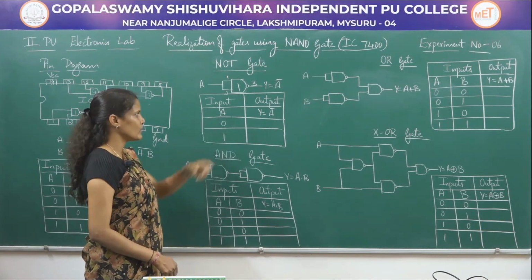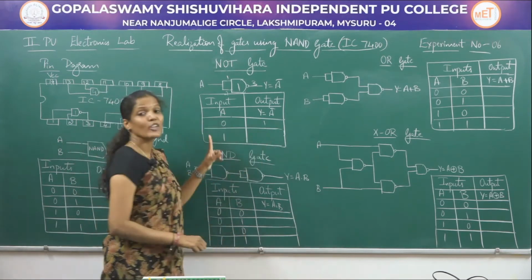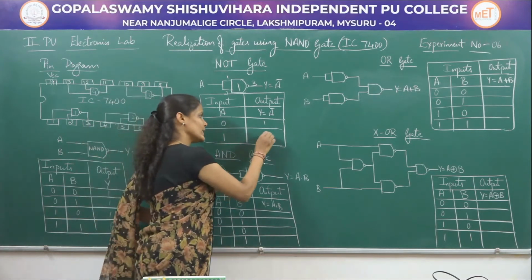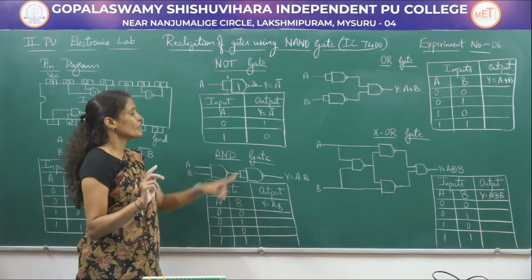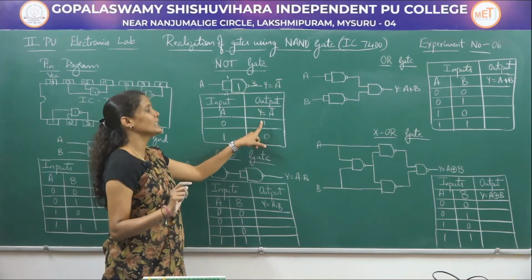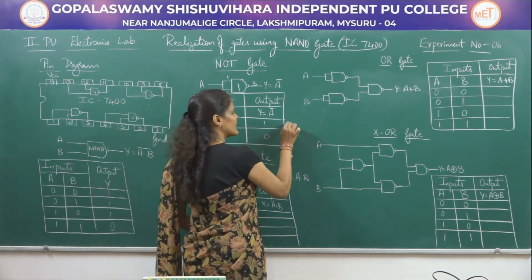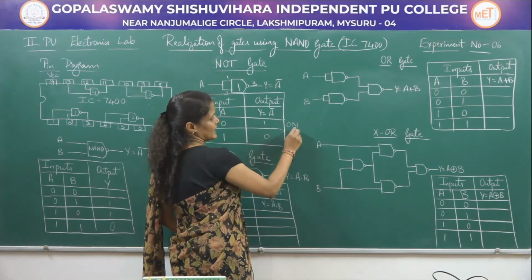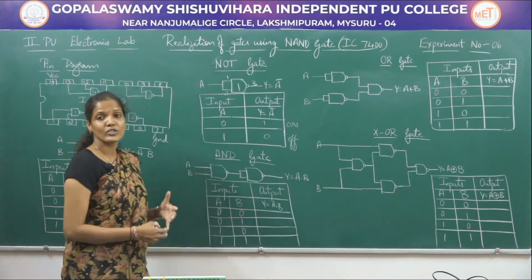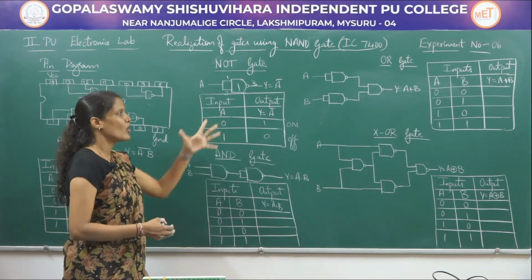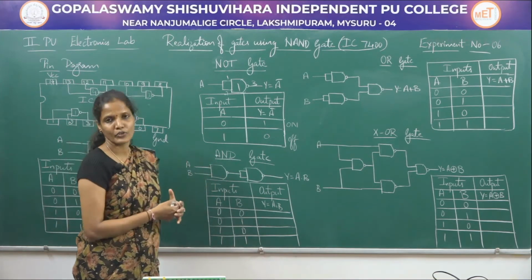If 0 is the input, the output will be equal to 1. If 1 is the input, the output will be equal to 0. So this is what we are going to check with the help of a trainer kit. If the output is equal to 1, then the LED will be turned on. If the output is equal to 0, then the LED will be turned off. So you are just going to check the LED responses of these different circuit diagrams.